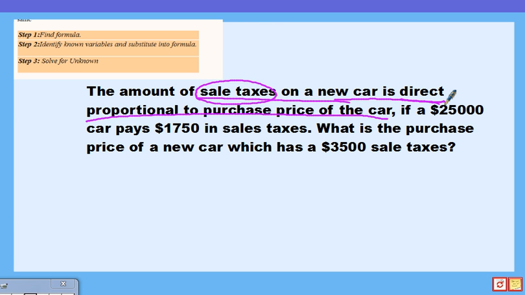So the sales tax on a new car is sitting in front of the phrase directly proportionate. So you know that that's going to be my y. So I'm going to use this y is equal to kx. And the question is, what is the purchase price of a new car which has $3,500 sales tax?